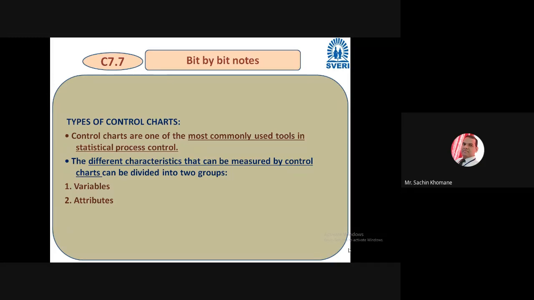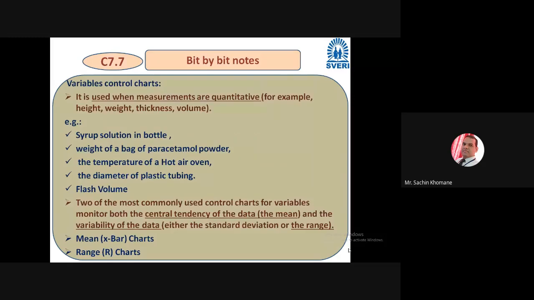So last lecture we have seen control chart types. There are two basic types: variables control chart and attribute type of control chart. Then we have understood when we should draw the control charts: whenever things are quantitative, which you can measure, for example height, weight, thickness, volume. If such things are there, then generally people use the variable control chart, for things which you can measure in quantity.